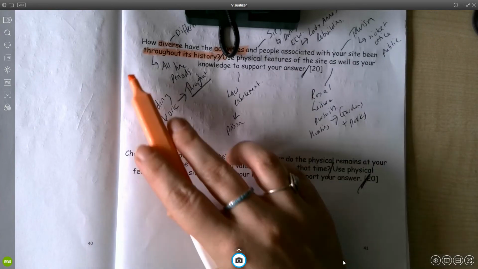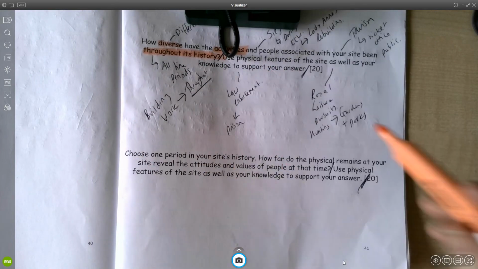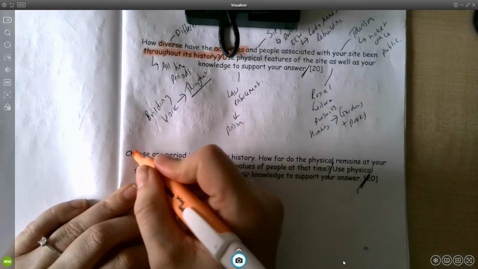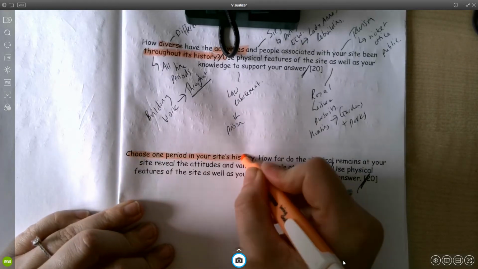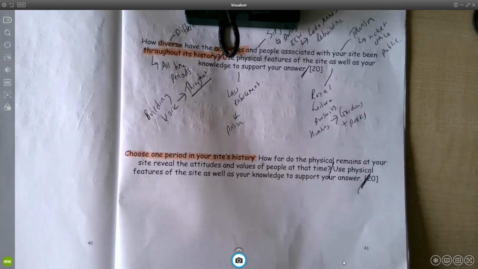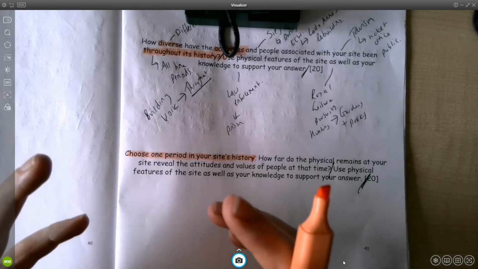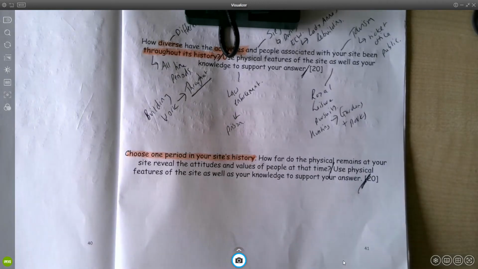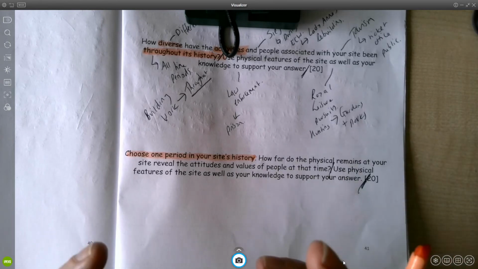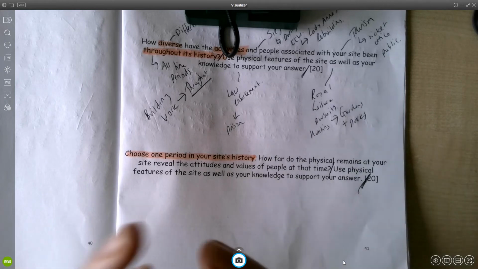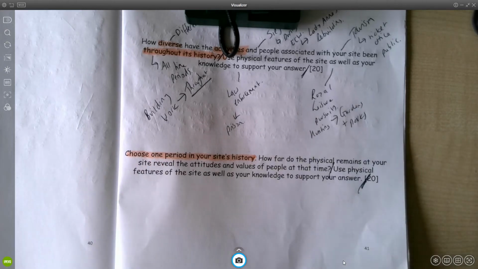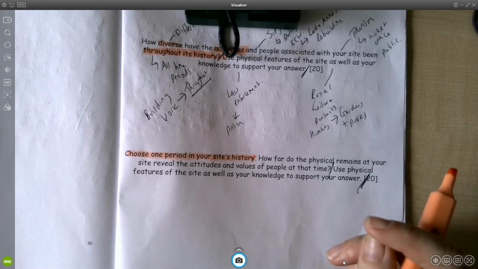Question 2, you could talk about Skipton throughout its history. In this one, you have to choose one period in your site's history. Now, we tell you to talk about the creation and medieval period, the Tudor period, and include the War of the Roses in that, the English Civil War, and then the modern period. You have to state what period it is.